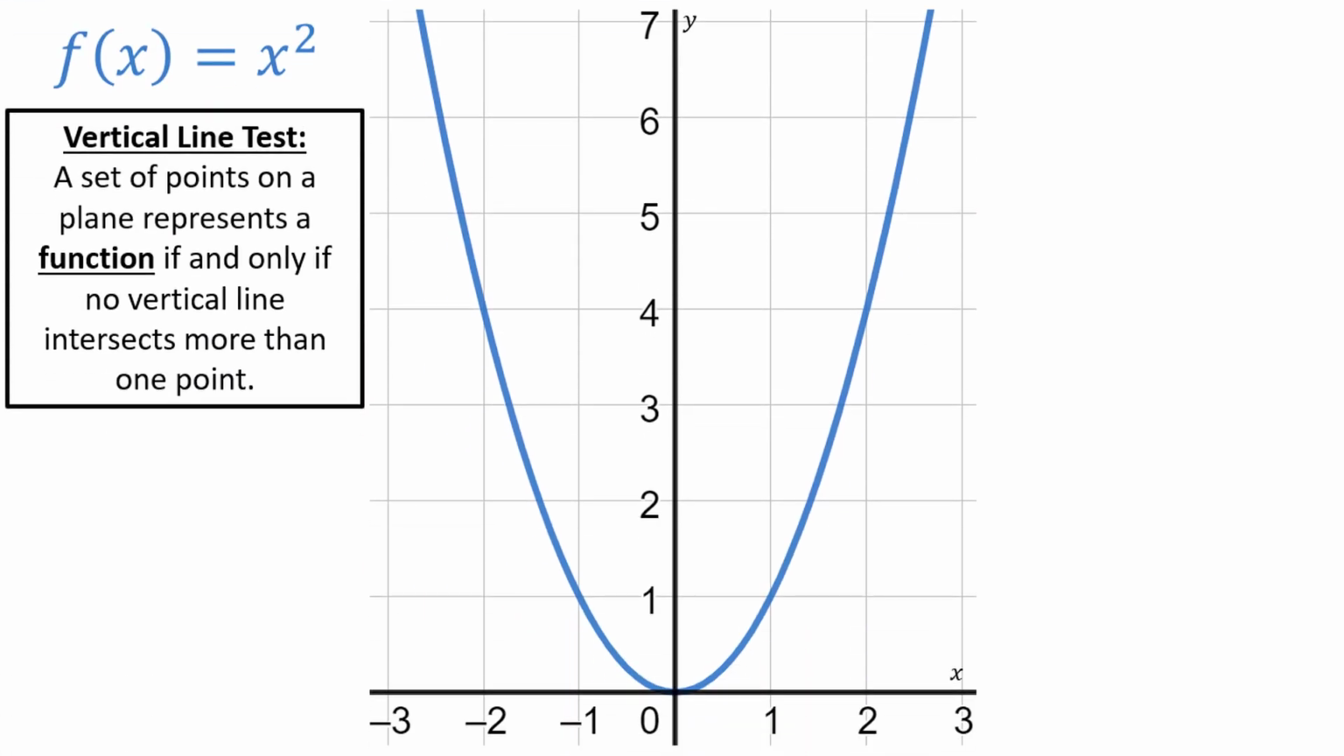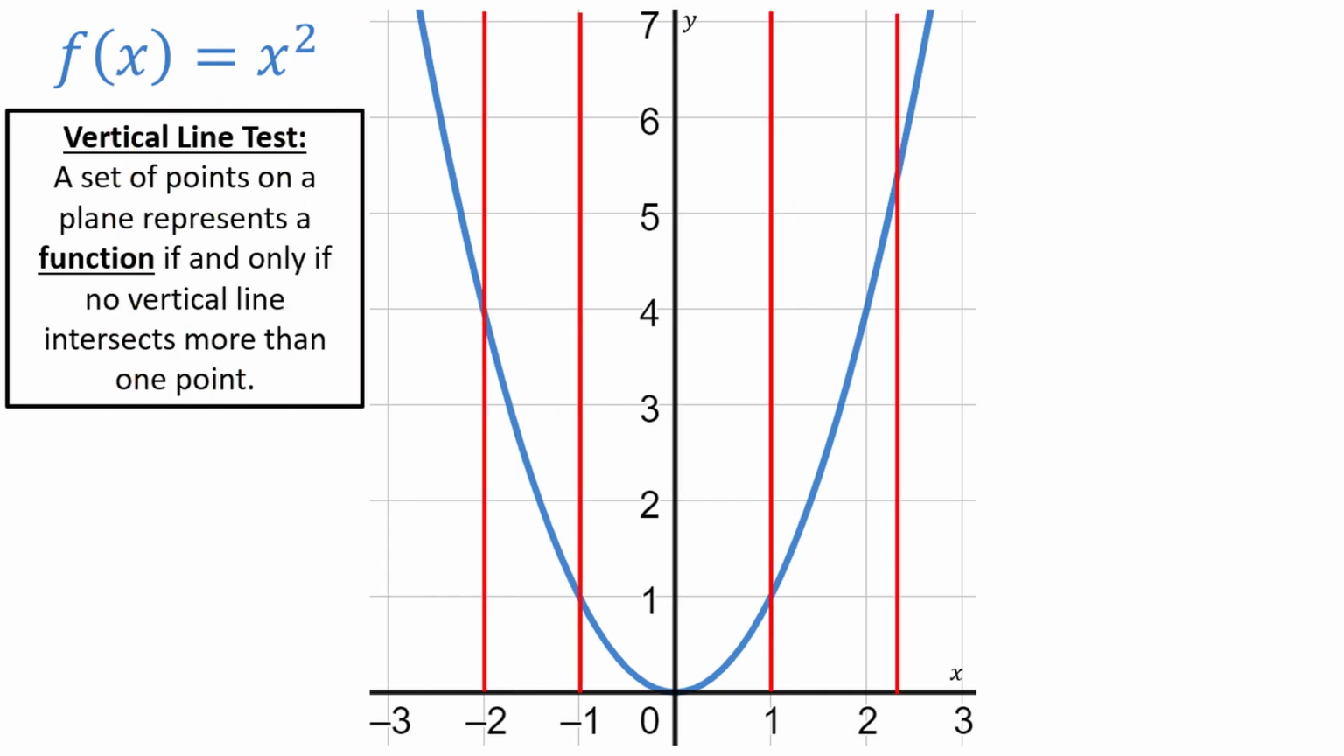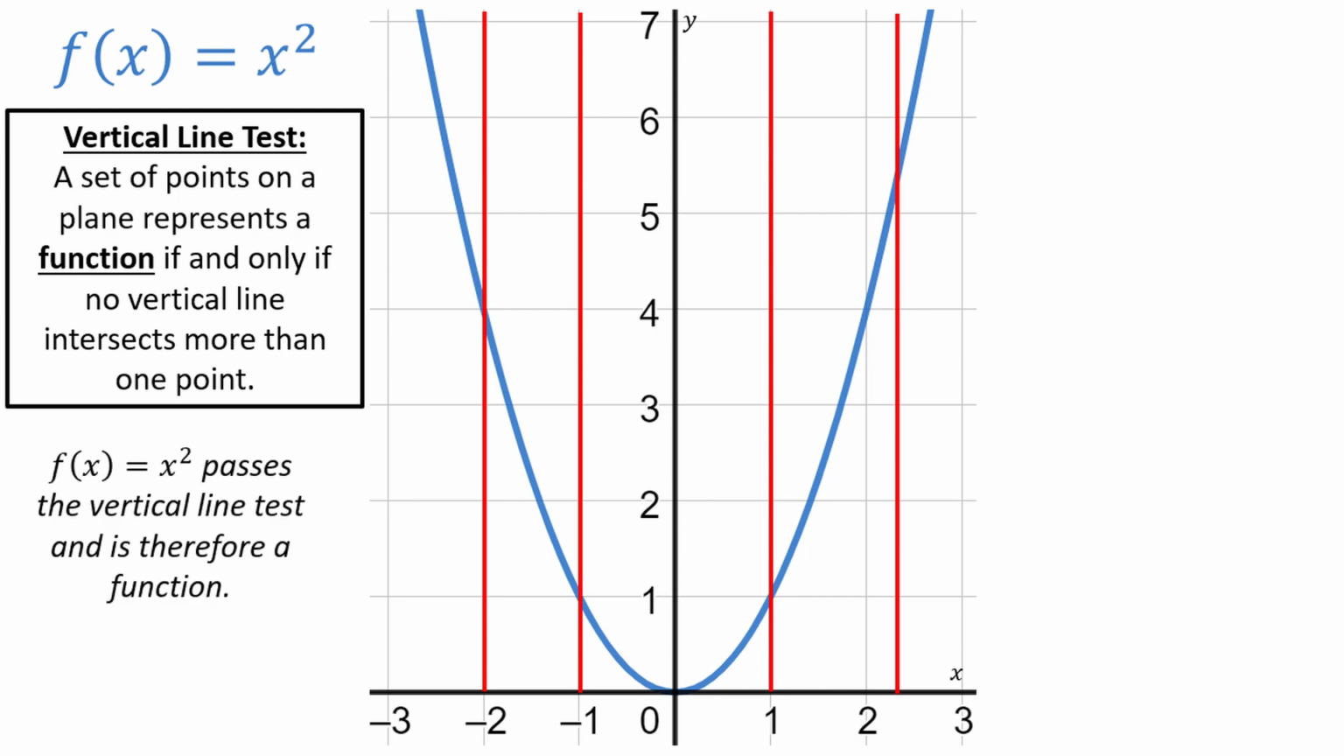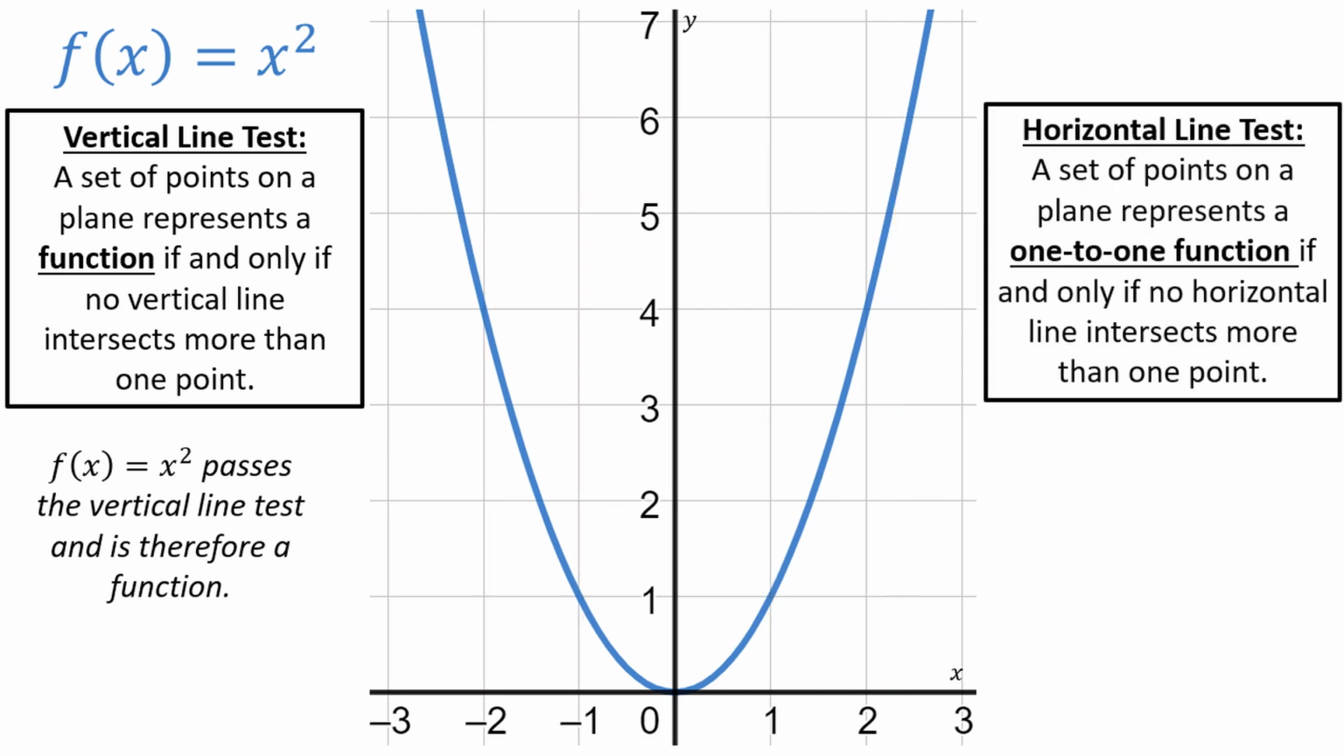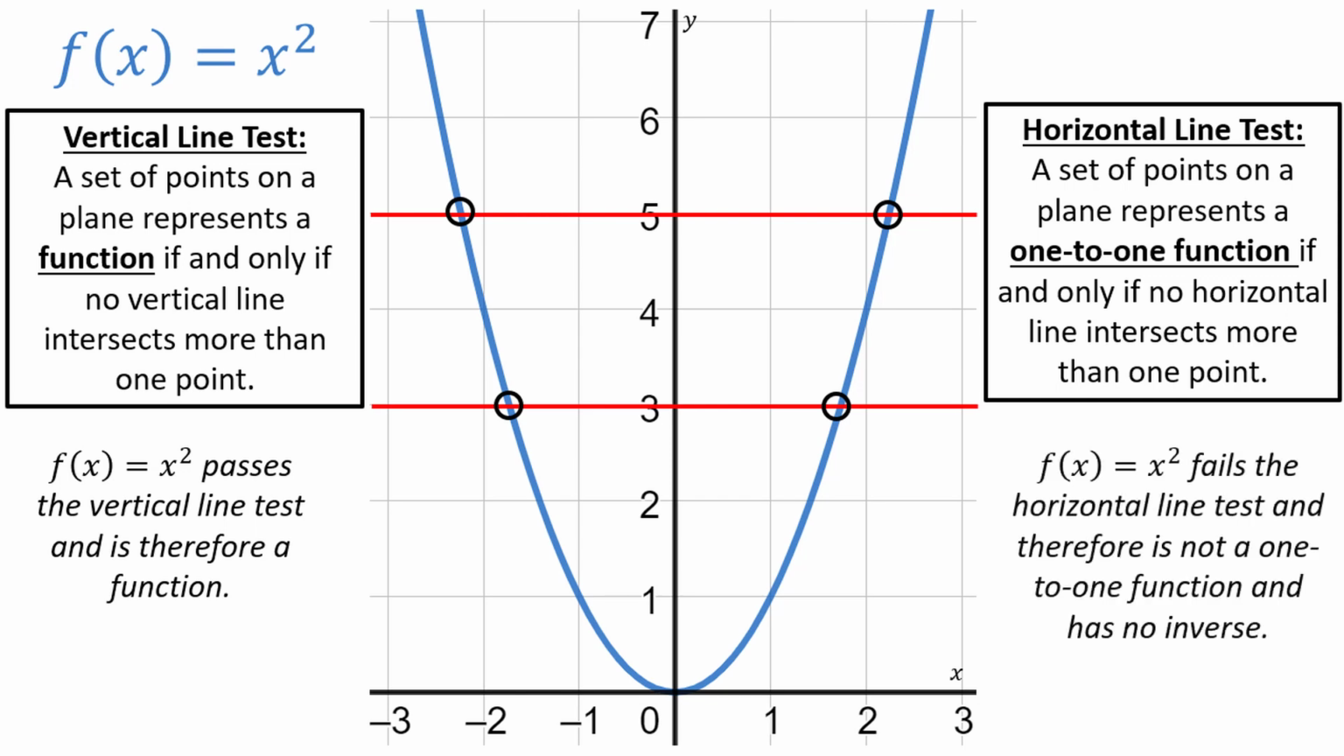Graphically, you might remember that a function passes the vertical line test. We have a function if no vertical line intersects more than one point. So y = x² is a function as no vertical line crosses more than one point. A function is one-to-one if it passes the horizontal line test, meaning no horizontal line intersects more than one point. We can draw many horizontal lines through the graph of x squared, which will intersect more than one point, indicating that f(x) = x² fails the horizontal line test, and therefore is not a one-to-one function, meaning it will not have an inverse.